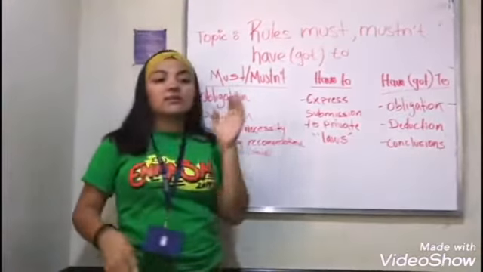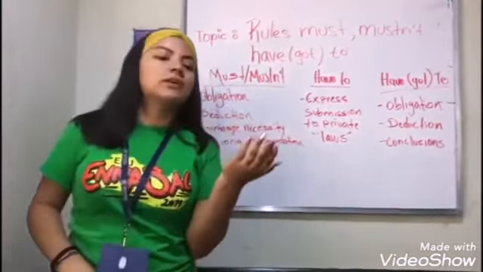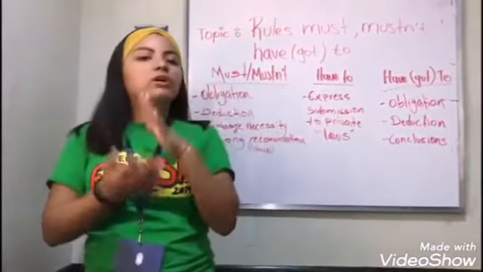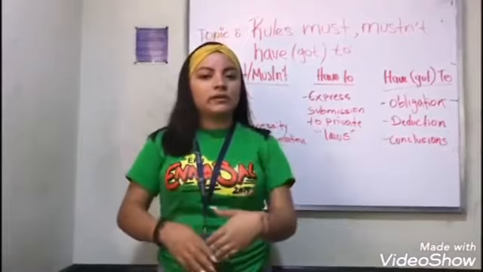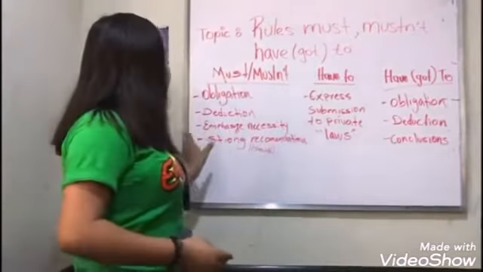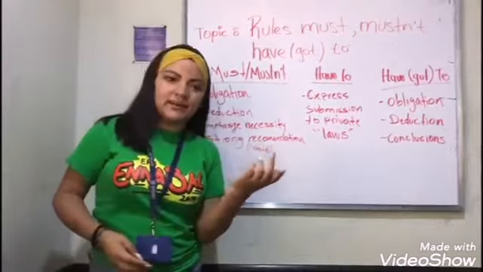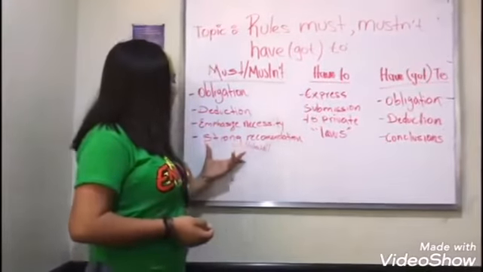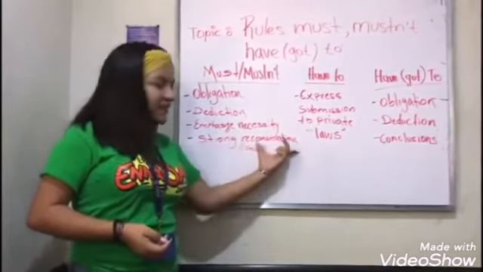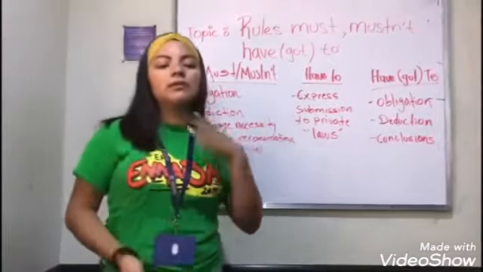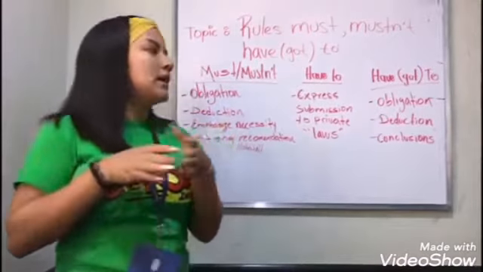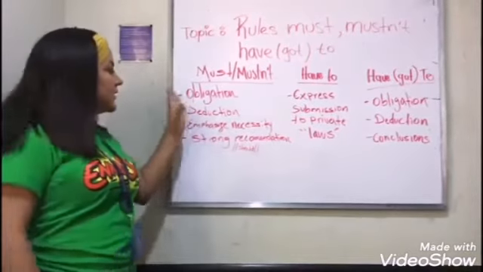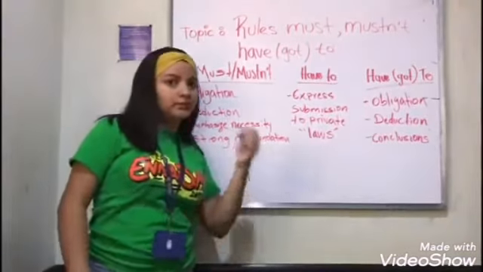And the second is deduction. It's true that something is certainly true. I mean, when we don't know that something is true, but we are certain. Another is the emphasis of necessity of something. And another is strong recommendation. I mean, something that is highly recommended. Mustn't is stronger than should.